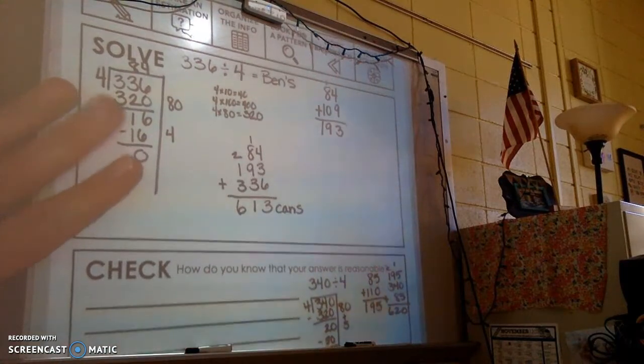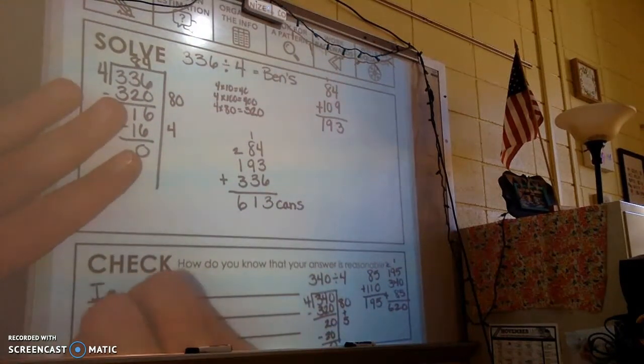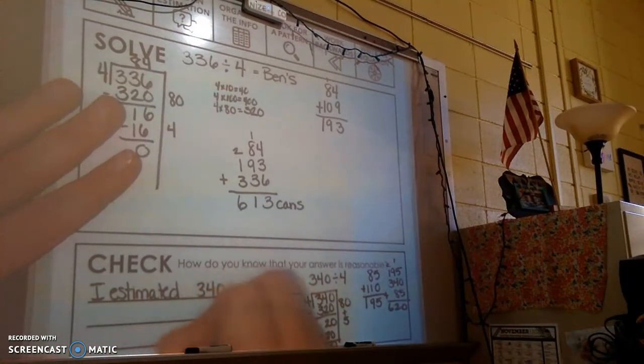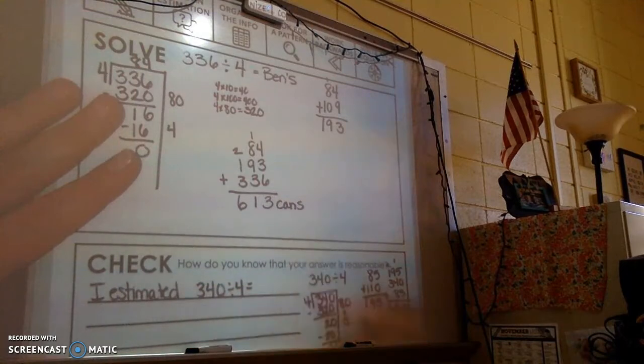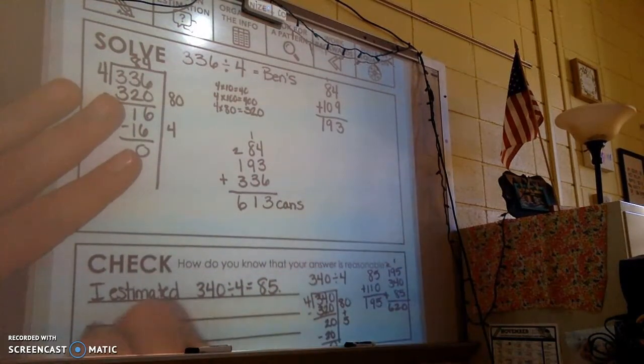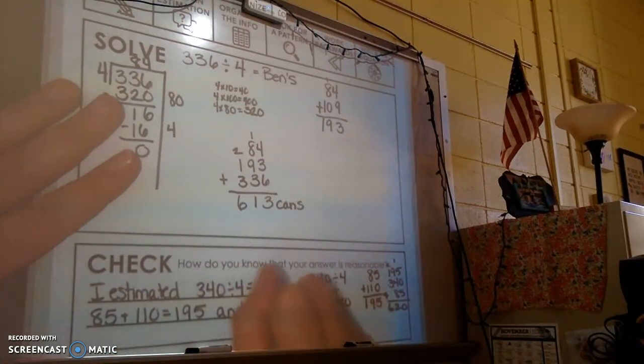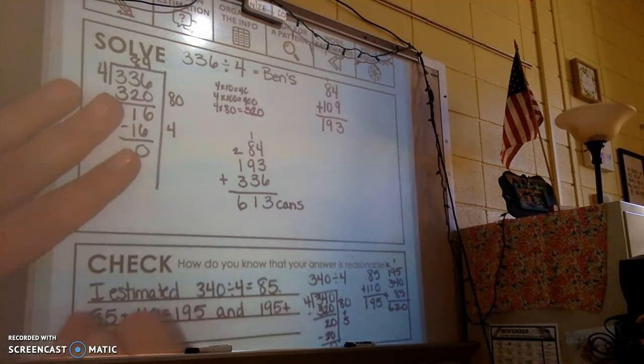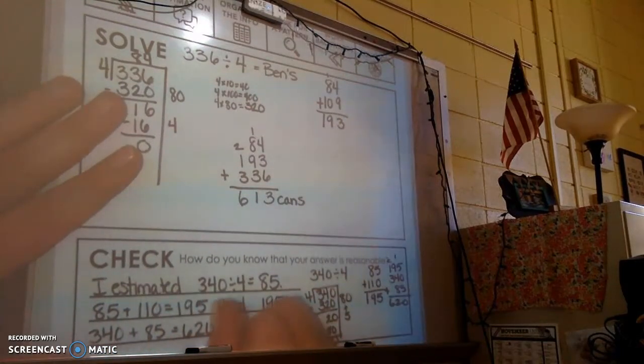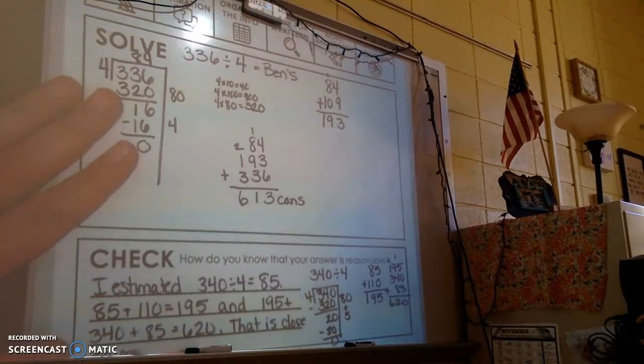So I would just have to write all of my explanation out over here. I estimated 340 divided by 4 equals 85. 85 plus 110 equals 195. And 195 plus 340 plus 85 equals 620. That is close to my answer, 613.